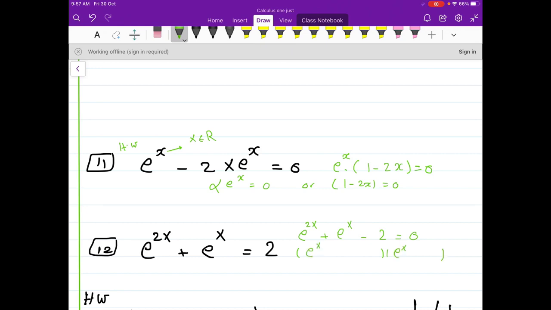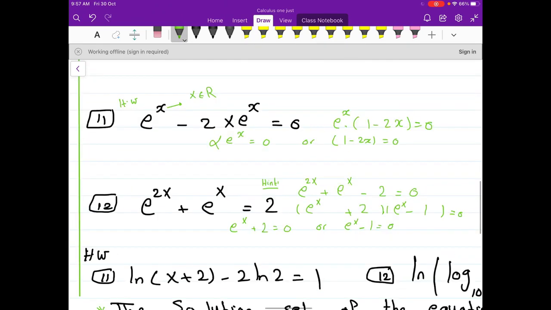e to the power x times e to the power x, 2 times 1 plus minus, and continue. The product of two numbers is 0, that means e to the power x plus 2 equals 0, or e to the power x minus 1 equals 0. So this one we reject, e to the power x equals minus 2 is impossible. So you get only x equals 0.